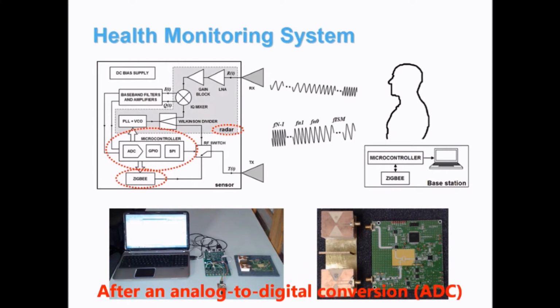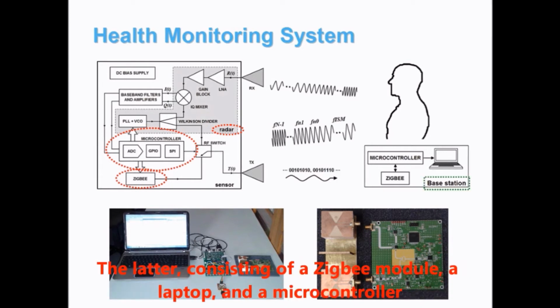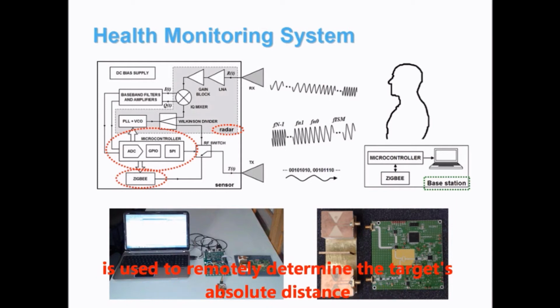After an analog to digital conversion, ADC, the resulting I and Q baseband signals are transmitted wirelessly to the base station. The latter, consisting of a Zigbee module, a laptop, and a microcontroller, is used to remotely determine the target's absolute distance and to distinguish a fall event from normal movements.